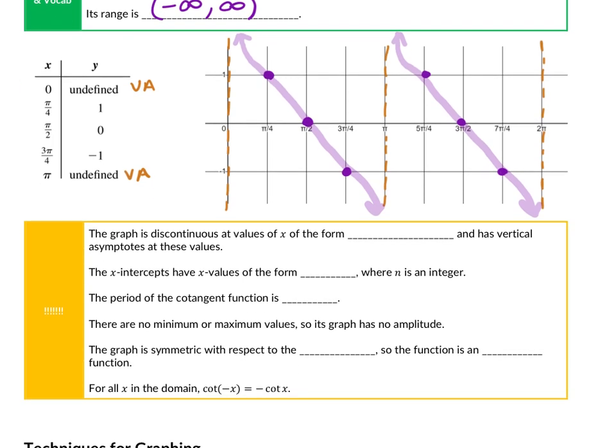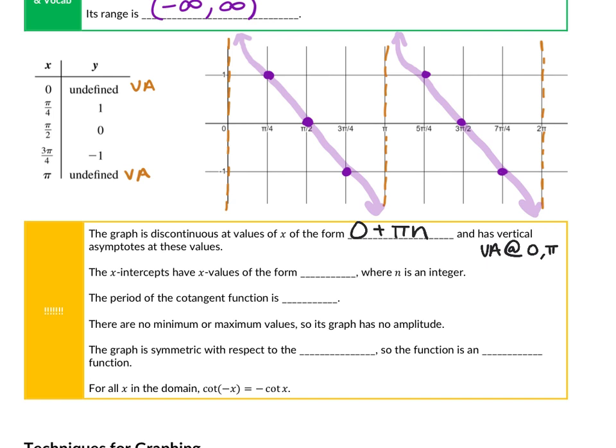This graph is discontinuous at values of x that are of the form, so the vertical asymptotes appear at 0 and every pi value after that. So your vertical asymptotes are going to appear at 0 and at pi. That's the important thing for us here. Plus or minus pi in every value after that.